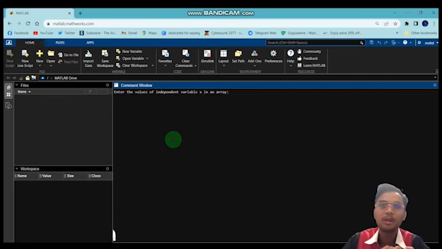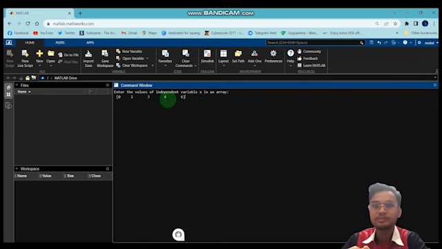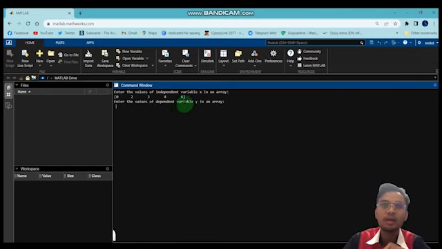It will show the first purple text like this: enter the value of independent variable x in an array. This is our value of x: 0, 2, 3, 4 and 6. Then it will show: enter the value of dependent variable y in the array. This is our variable y: 4363, 4495, 4459, 4490, 4662 and the last one 4713.